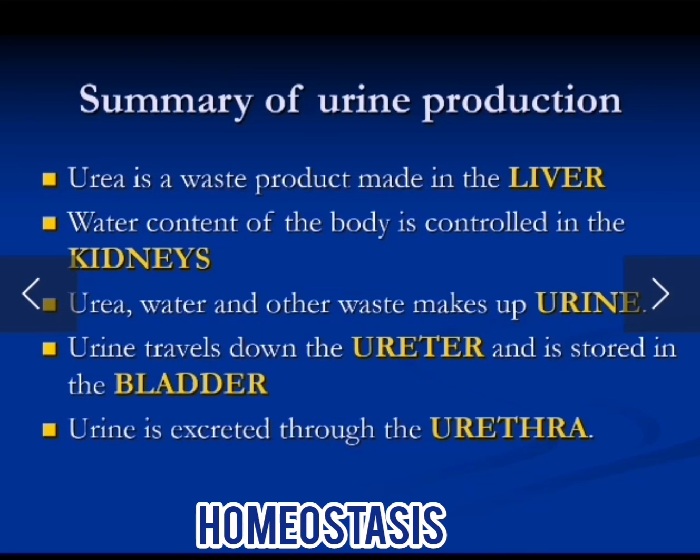Summary of urine production. Urine is the waste product made in the liver. The water content of the body is controlled in the kidney. Urea, water, and other waste make up urine. Urine travels down the ureter and is then stored in the bladder. Urine is excreted via the urethra.